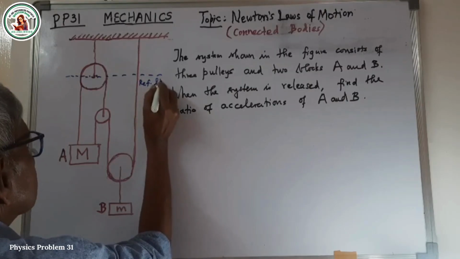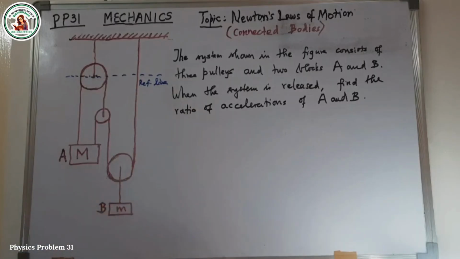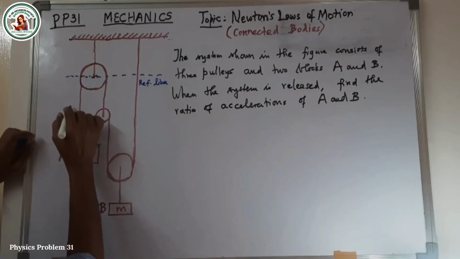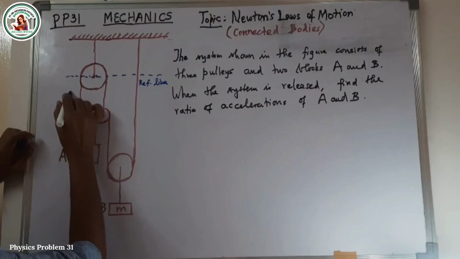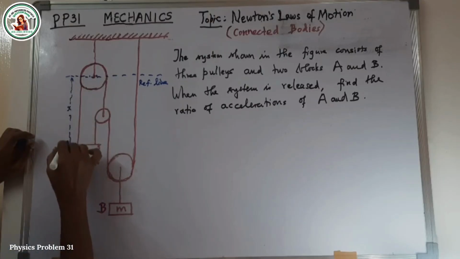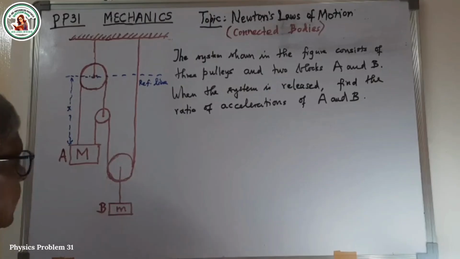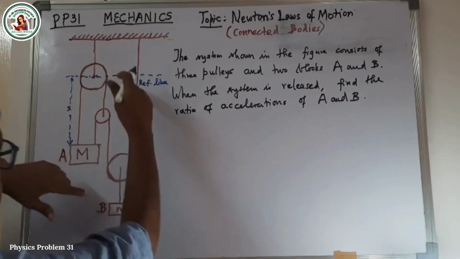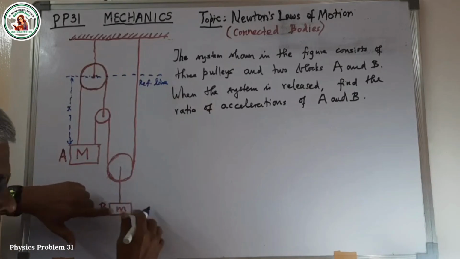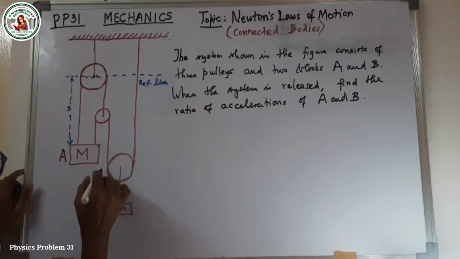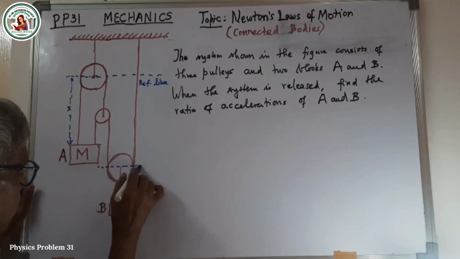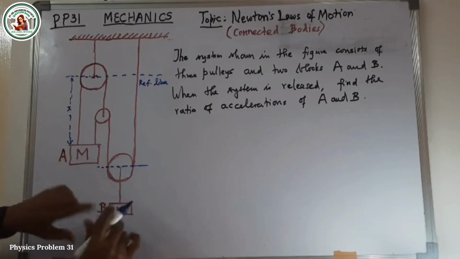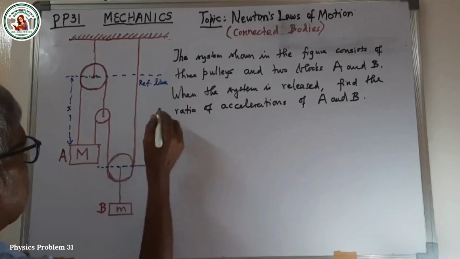From that reference line, we mark the distances. The acceleration of A depends on this distance, say we mark it as x. The acceleration of B depends on the distance below, from the reference line down to the mass. Theoretically up to the mass, but for convenience we fix it at the center of the pulley, because the center of this pulley and this mass have the same acceleration. So we mark that distance as y.